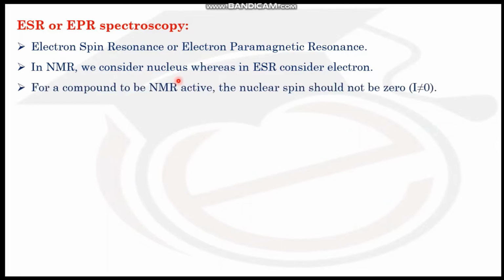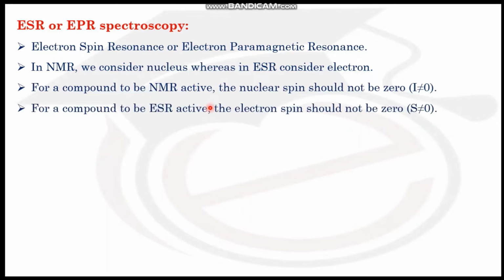For a compound to be NMR active, there should be a nuclear spin, or the nuclear spin should not be equal to 0. That we already discussed. C12 is NMR inactive, but C13 is NMR active. For proton, C13, F19, P31, all have I value 1/2. That means for a compound to be NMR active, there should be some nuclear spin, or the I value should be greater than 0.